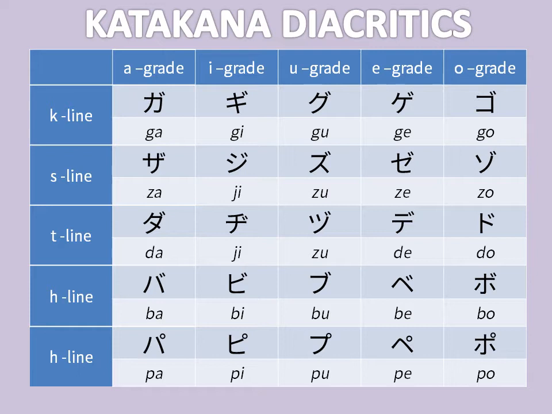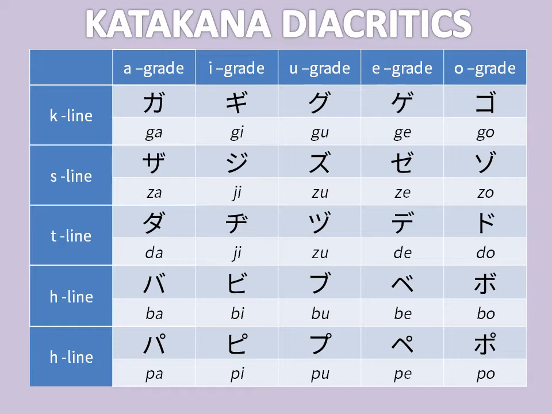Ko becomes Go. Next the Sa line, if we add dakuten to the Sa line, then we'll see what happens. So Sa becomes Za, Shi becomes Ji, Su becomes Zu, Se becomes Ze, So becomes Zo. So here you will see an exception we had, that the Sa line's I grade is Shi. So Shi got converted to Ji by adding a dakuten. Then next we have the Ta line.